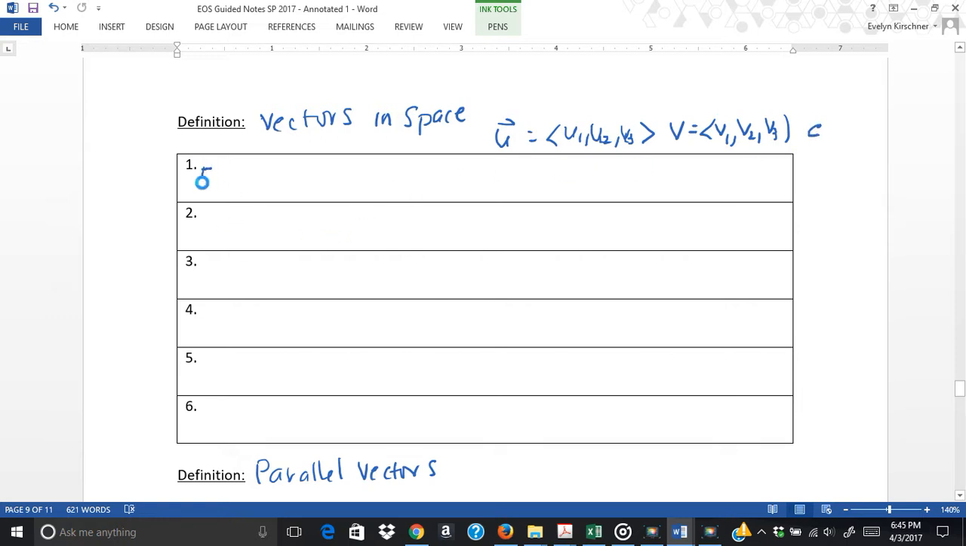So I know the first one is equality of vectors. And that tells me the vector u equals v if and only if u1 equals v1, u2 equals v2, and u3 equals v3.